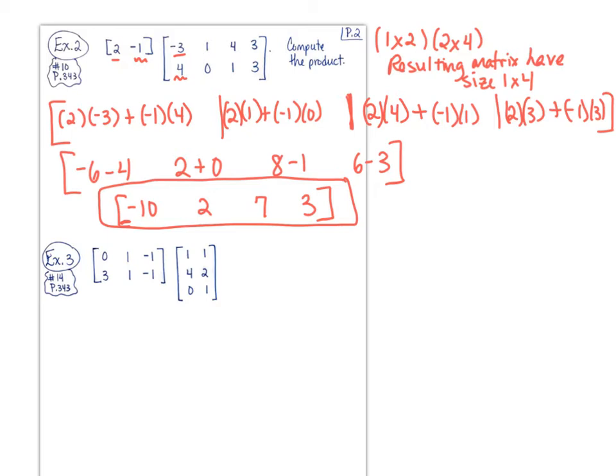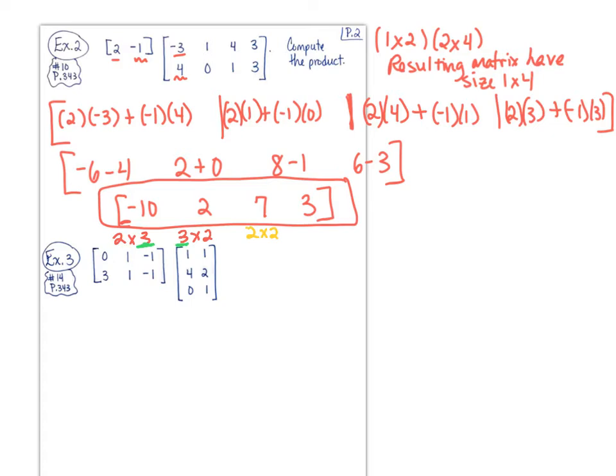Together. So, example 3, you have a what size matrix? 2 by 3. And a 3 by 2. Can you multiply them? Yes. So you have a 2 by 3 matrix here, and you have a 3 by 2 matrix here. Notice that the columns there match the rows here, so we can multiply. Our resulting matrix should have what size? 2 by 2 should be the size of the resulting matrix.